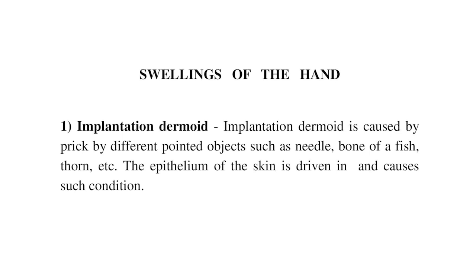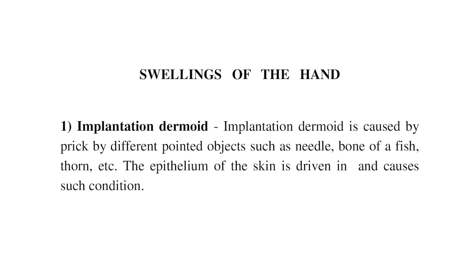Now, the next point of this lecture is swelling of the hand. The first is the implantation dermoid. Implantation dermoid is caused by a prick from pointed objects such as a needle, bone of a fish, etc. The epithelium of the skin is driven in and causes such a condition. A soft cystic swelling is found mostly in the finger and occasionally in the hand, which is neither attached to the skin nor to the deeper structures.